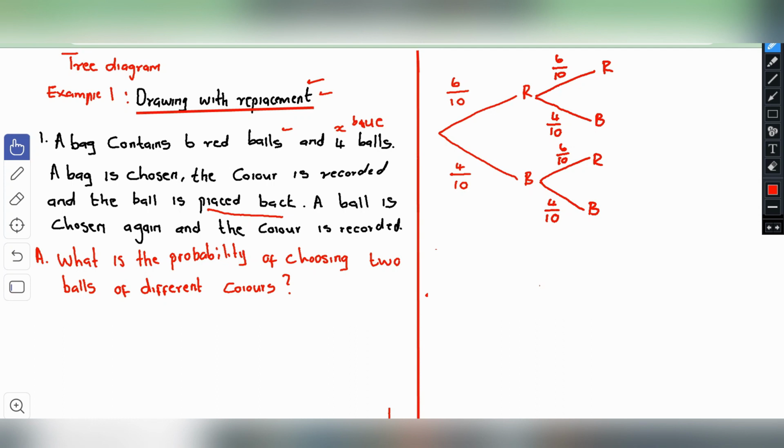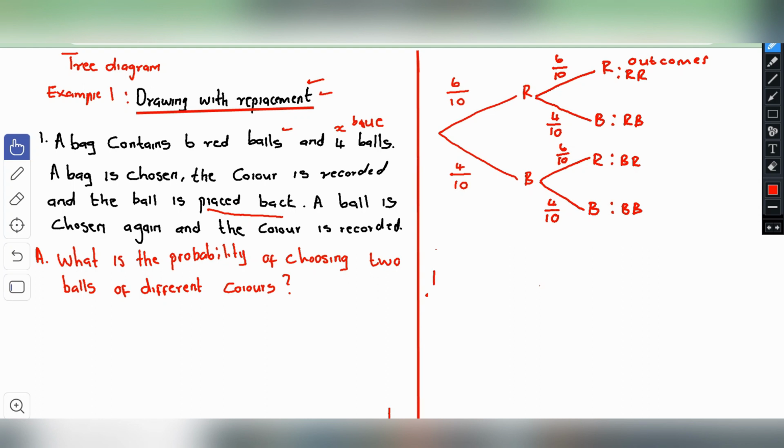In the second example, we'll be doing drawing with no replacement. That's where you'll see that these values do change. So now, after writing these values, what are the outcomes? From here, you can see that we have red and red, then red and blue, then blue and red, and blue and blue, right? So these are the outcomes.